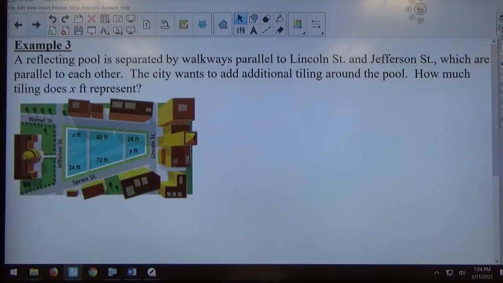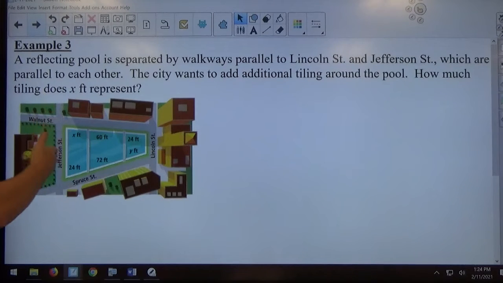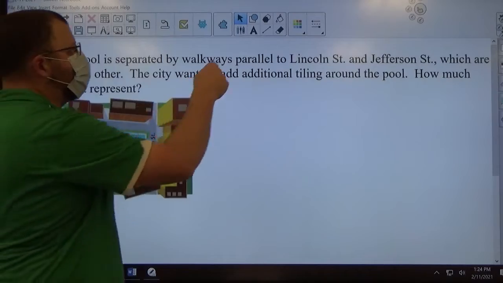All right, example 3. You will notice this is not a triangle. Instead, it's a trapezoid. This street is parallel to this street. The way they word the words up here tells me they're parallel. So if I read it, it says reflecting pools separated by walkways parallel to Lincoln Street and Jefferson Street. So if the walkways here are parallel to both streets, that means all those things are parallel to one another. So I've got a bunch of parallel lines happening here.